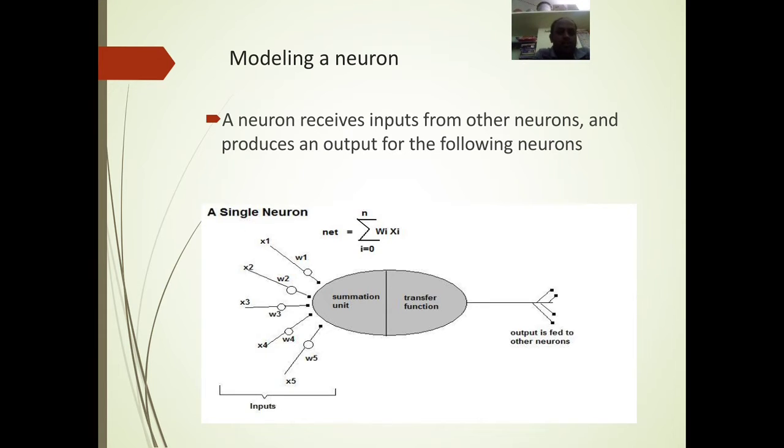If you see here a single neuron structure, here we have a summation unit, meaning it receives the inputs. For example, here it is receiving x1, x2, x3, x4, x5 inputs, and each input has some weight like w1, w2, w3, w4, w5. So the summation unit will sum all the inputs and apply the required function, and the output is fed to the other neurons. So this is a simple model.